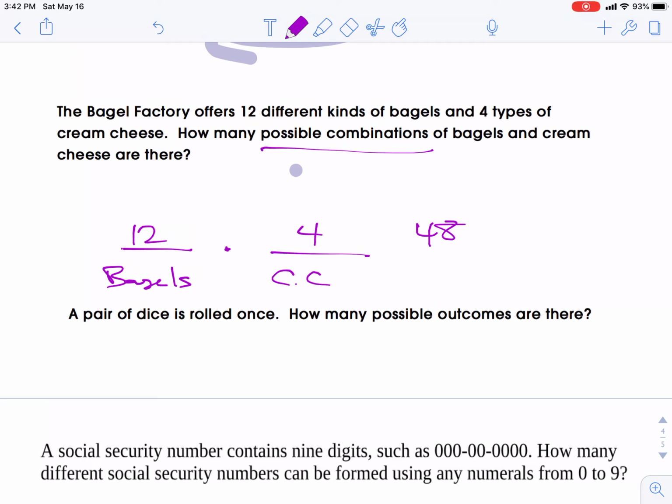Okay, a pair of dice are rolled. How many possible outcomes are there? So we have 2 rolls of the dice.